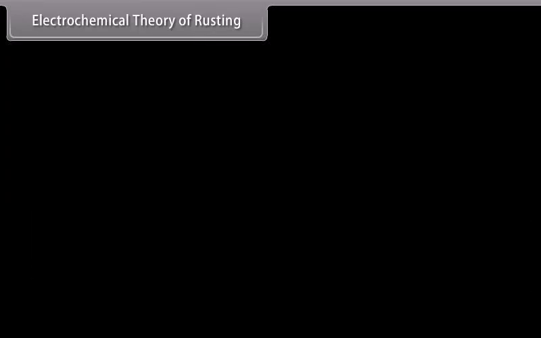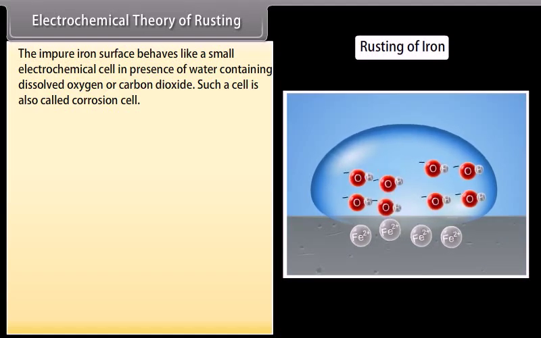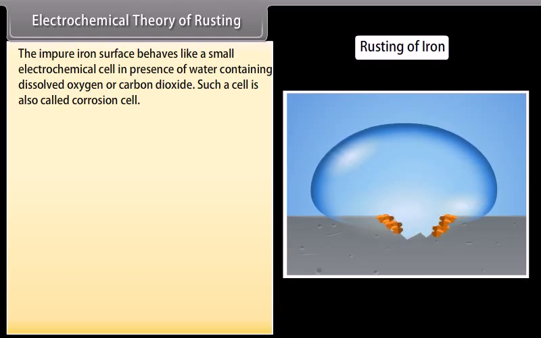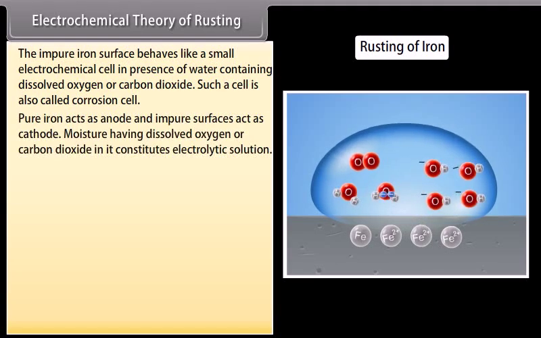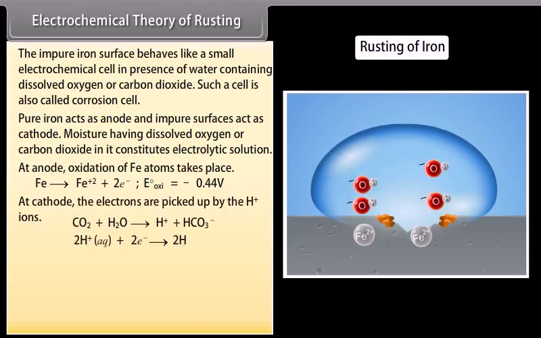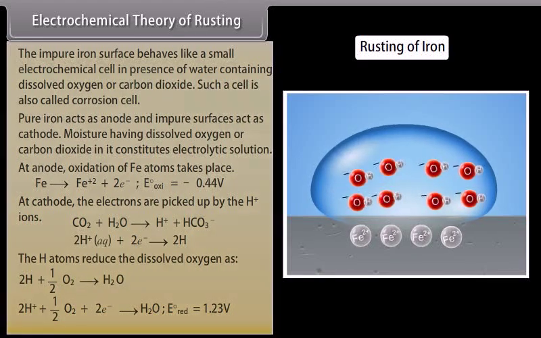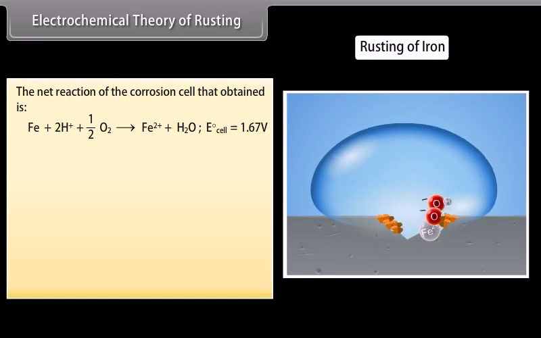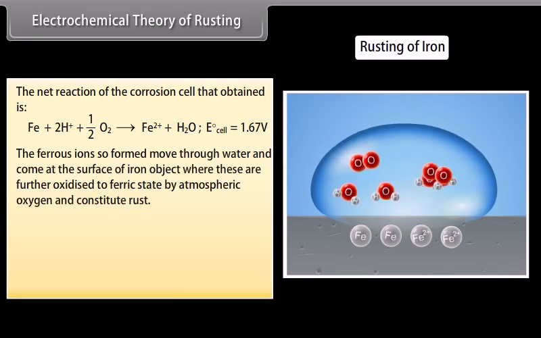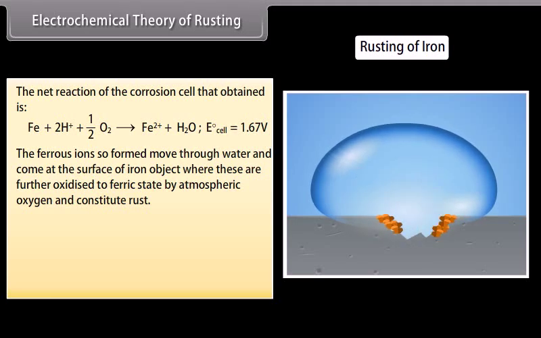Electrochemical theory of rusting. According to this theory, the impure iron surface behaves like a small electrochemical cell in presence of water containing dissolved oxygen or carbon dioxide. Such a cell is also called a corrosion cell. Pure iron acts as anode and impure surfaces act as cathode. Moisture, having dissolved oxygen or carbon dioxide in it, constitutes the electrolytic solution. At the anode, oxidation of iron atoms takes place. At the cathode, the electrons are picked up by H+ ions. The hydrogen atoms reduce the dissolved oxygen. The ferrous ions so formed move through water and come to the surface of the iron object, where these are further oxidized to the ferric state by atmospheric oxygen and constitute rust.